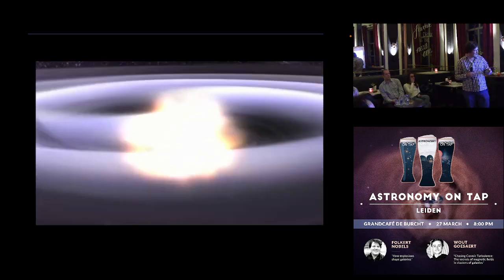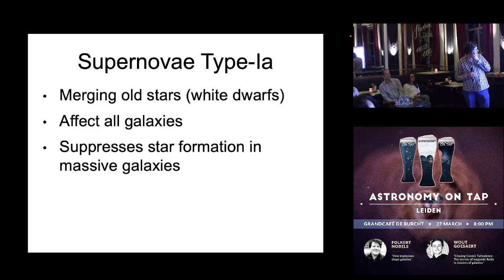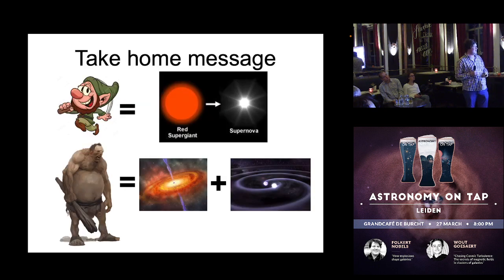So now it will explode and release a lot of energy. If you include this, it suppresses the star formation in massive galaxies or delays the star formation in massive galaxies. And if you then look at the curve, you get almost near perfect agreement. So you include two components there to make the agreement even better. And then you also solve the problem over there and you get very good agreement with this observation line.